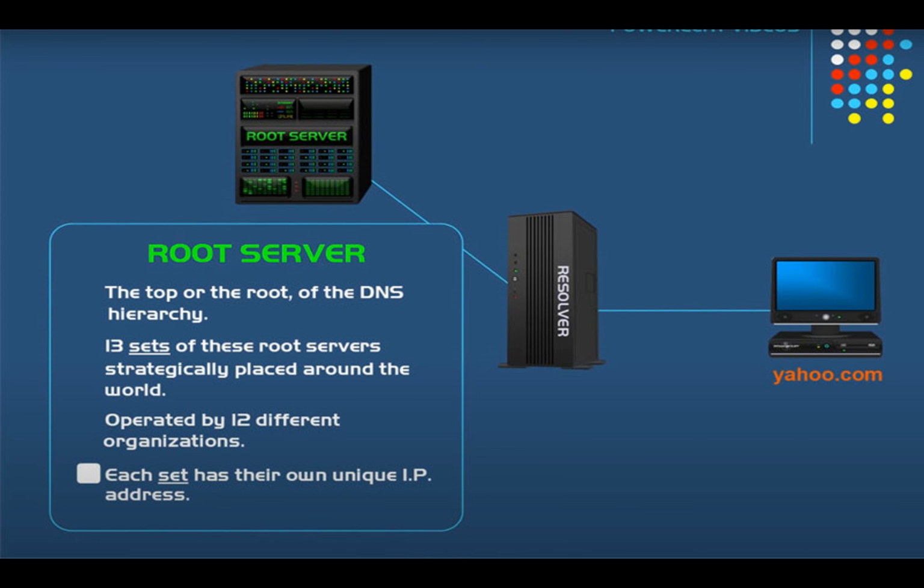Right, so first we go to the root server, and the root server is the top, or the root, of the DNS hierarchy. Right here it says there's 13 sets of these root servers that are strategically placed around the world. I think this PowerPoint, this video that I took the screenshot from, is probably quite old, so maybe there's more than 13 now.